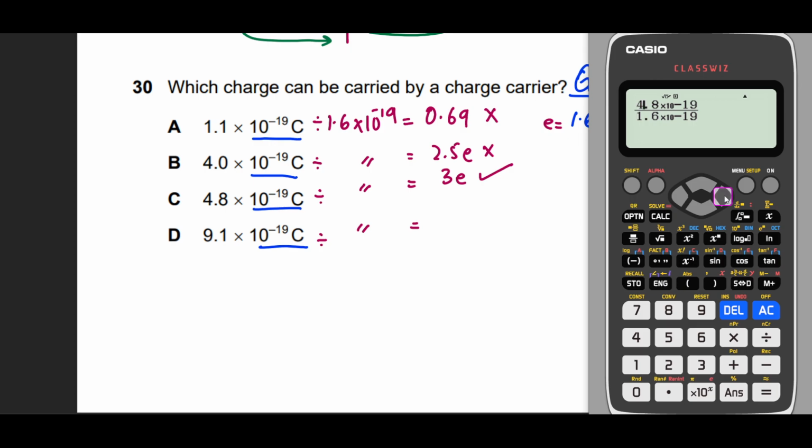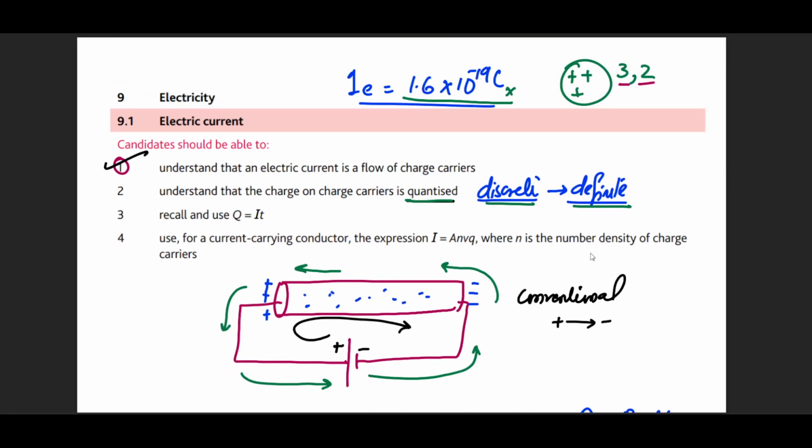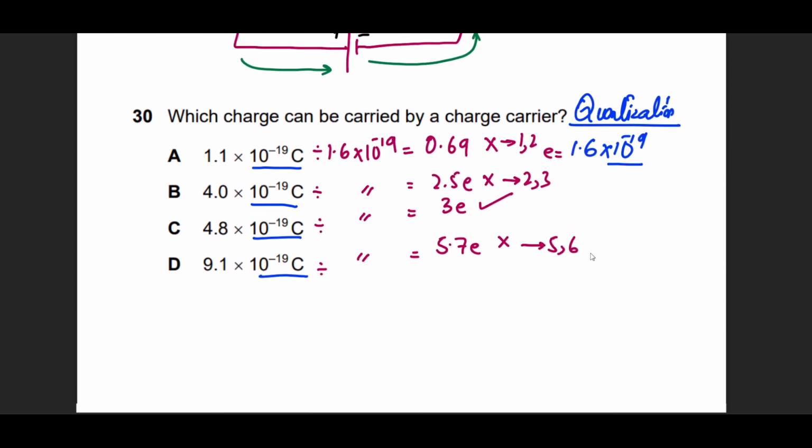So now we have 9.1. So 9.1 is equal to 5.68, which is 5.7 electronic charge, which is not a quantized number. It should have been either 5 or 6. This should have been 2. This should have been 3. This could have been 1, 2, 3, or anything, but not a decimal number. This is where that quantization concept, or at least question, is going to be asked from you. So we understand question number 2 as well.